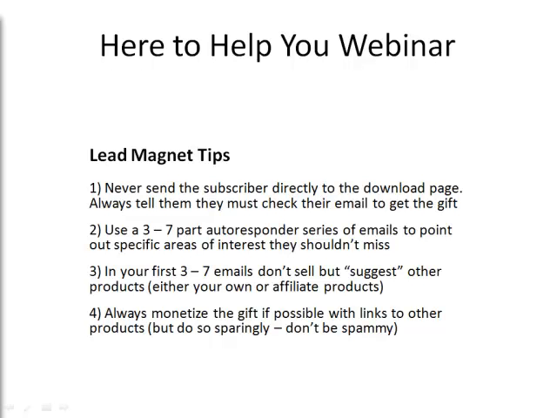The next thing is if you could create some sort of a 3 to 7 part autoresponder series of emails that just pulls out specific points or areas of interest in the lead magnet and reminds them to go back and make sure that they read that part or watched that part of that video, or if it's a piece of software, that they use that option, or whatever it might be. Just create a short series of emails that points out specific areas of interest about the lead magnet, to make sure they've read it or watched the videos or used the piece of software.